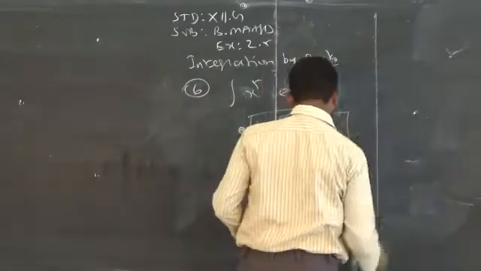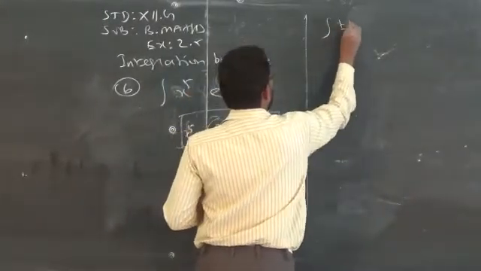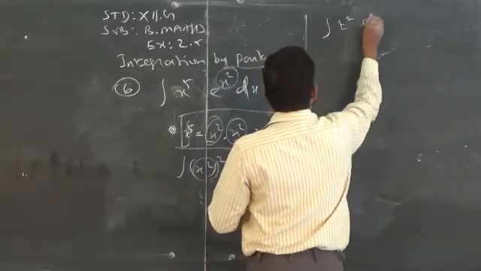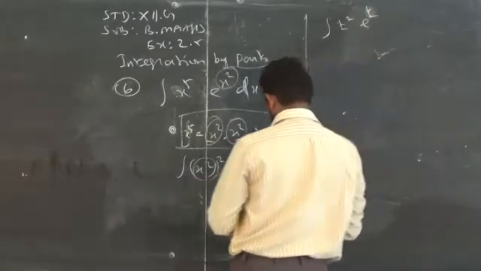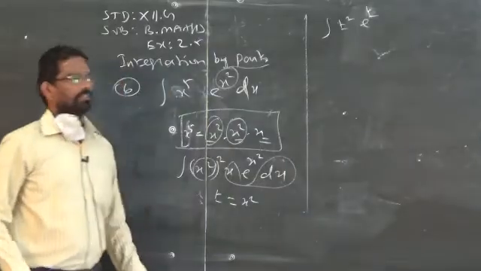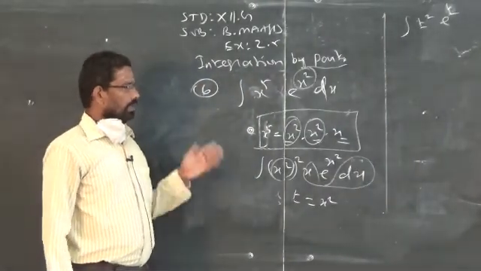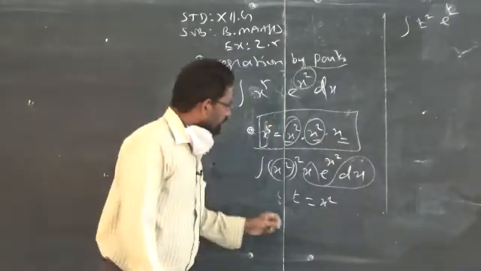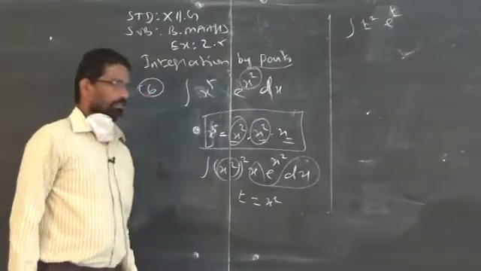Now you can rewrite the integration as t square e power t. What about these two? That's the question. When you convert the x variable into the t variable, then you must change everything, even the integration variable.